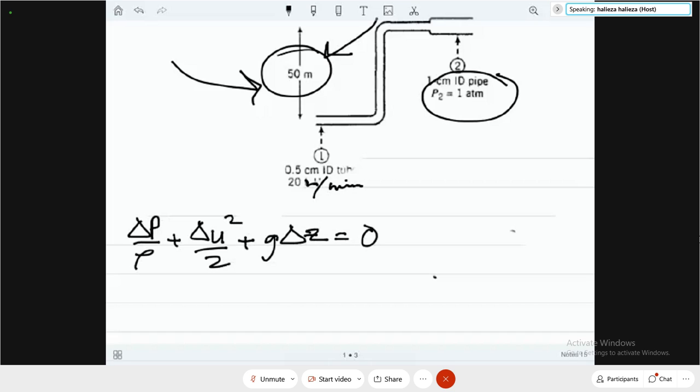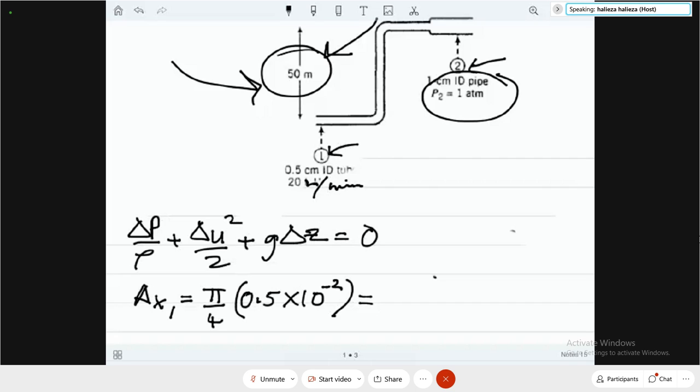So now let's calculate the cross-sectional area first at point 1. We denote that as point 1, that as point 2. Okay, pi over 4 times your diameter at point 1, 0.5. I'm repeating the whole thing all over again. Okay, so you should get an answer. What's the answer, please? Let me calculate also. You guys also calculate so that we can check each other whether we come up with the same answer.